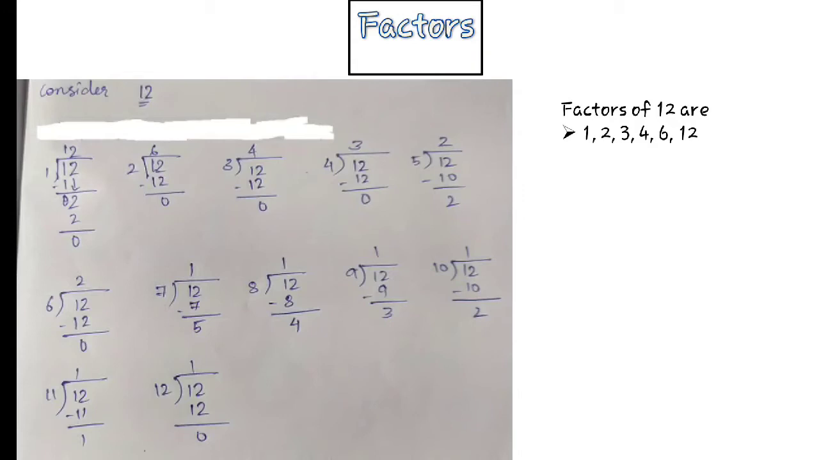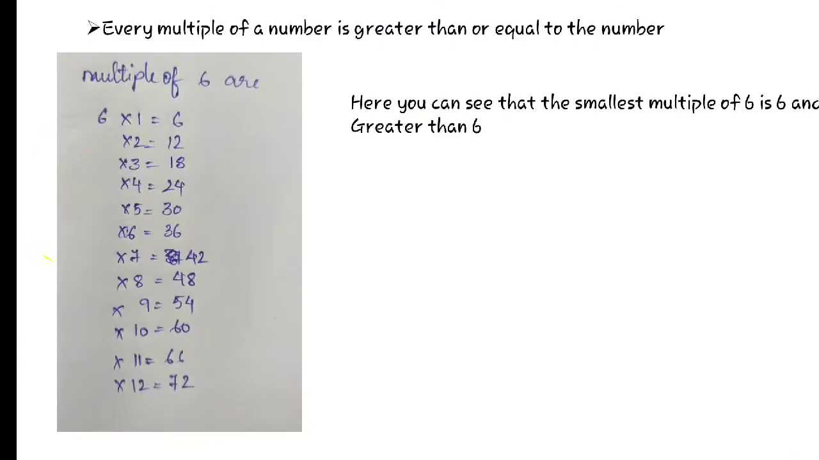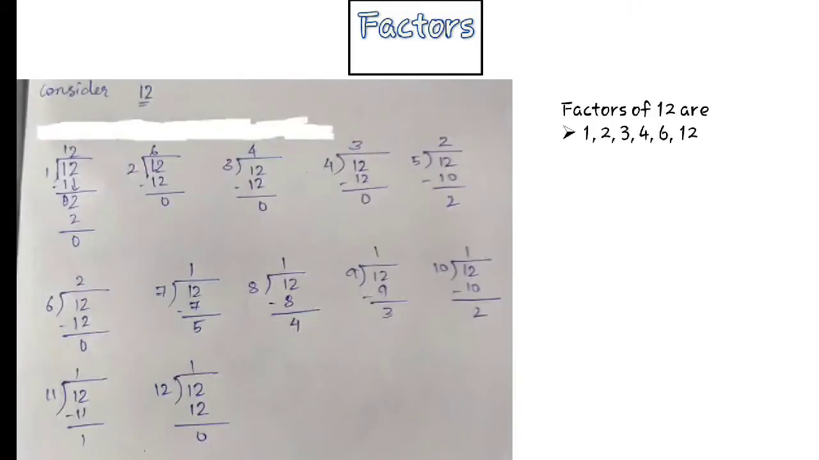For 3, when we divided 12 by 3 we got remainder 0, so 3 is a factor of 12. So all the numbers with remainder 0 are the factors of 12. So which ones have remainder 0? You can see 1, 2, 3, 4.